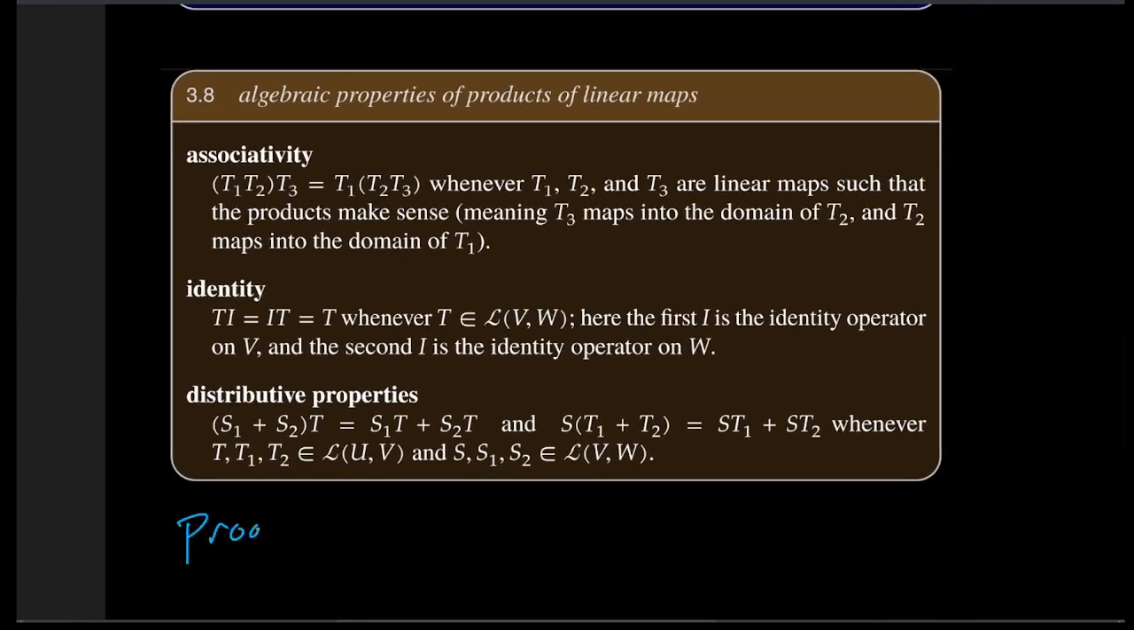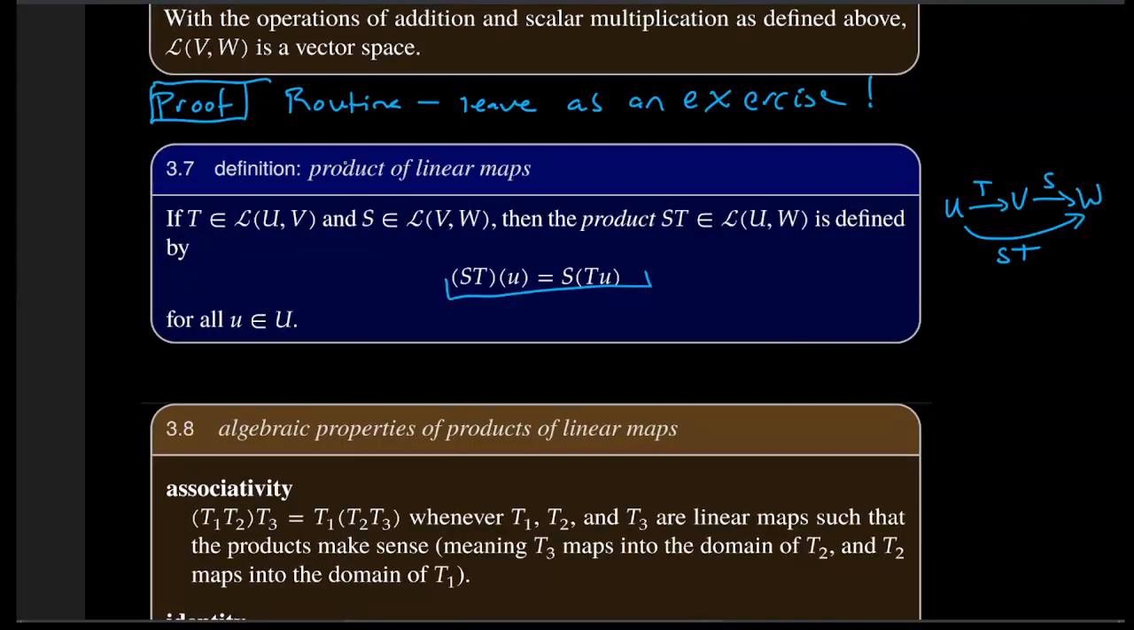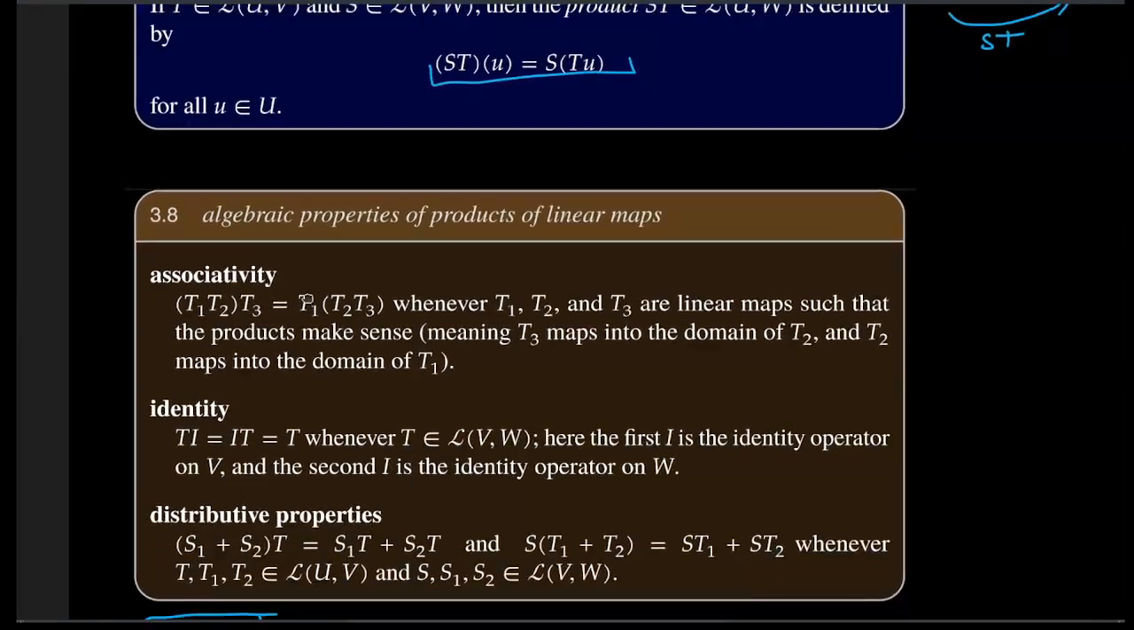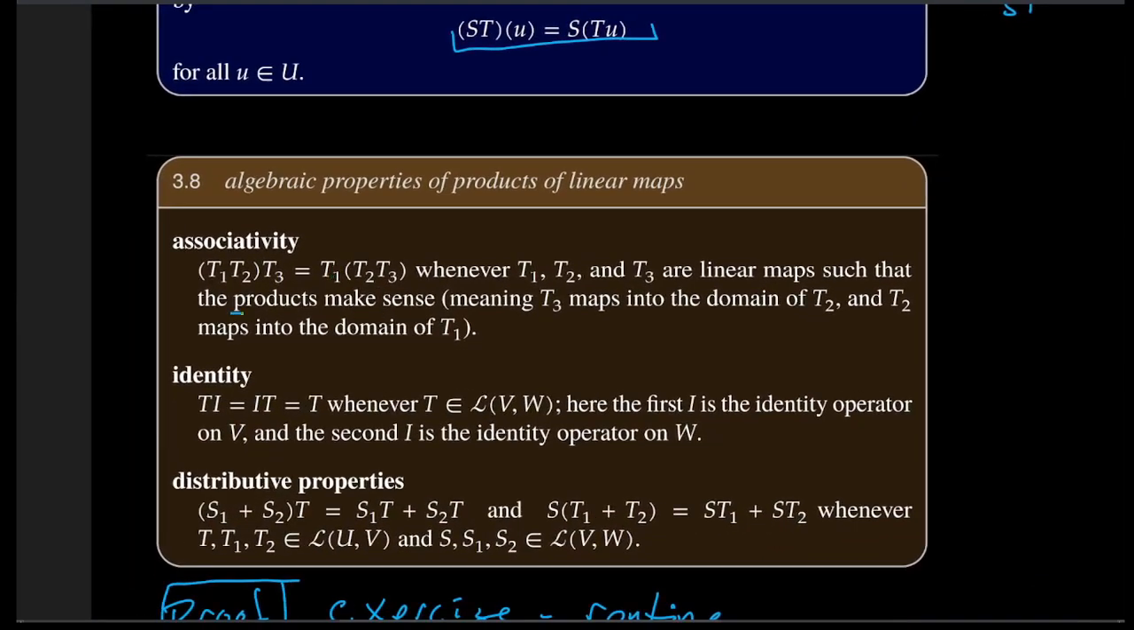So here are a few algebraic properties of linear maps. The proof here, I will also leave as an exercise because it is, again, routine. But we'll talk through them briefly at least. The first is that you have associativity. That is, if you take T1, T2, T3, if you do the product of T1 and T2, and then take the result of that and multiply it by T3, it's the same as taking T1 and multiplying it by the result of the product of T2 times T3. So it doesn't matter what order you do the multiplication of linear maps with compatible domains and codomains. That is, the products make sense.